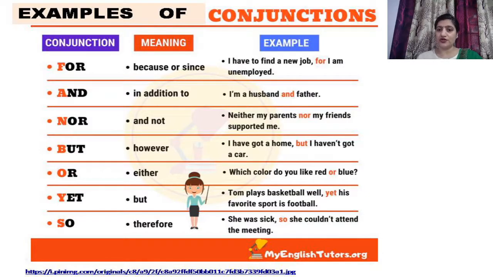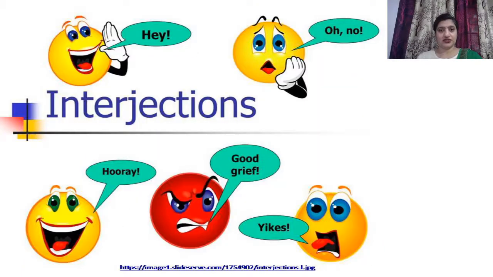Next example, I've got a home, but I haven't got a car. Next, which color do you like, red or blue? Or is a conjunction here. Tom plays basketball well, yet his favorite sport is football. Yet is a conjunction. She was sick, so she couldn't attend the meeting. So is again a conjunction here.